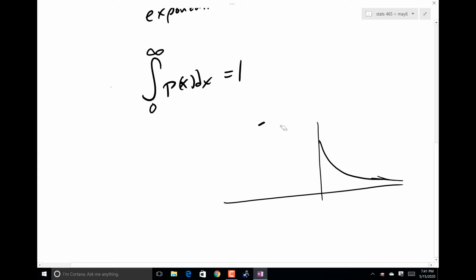And so this is why it's called the exponential function. And in fact, the exponential function is just e to the negative lambda t. Now, t obviously is my variable this time. T is the variable.